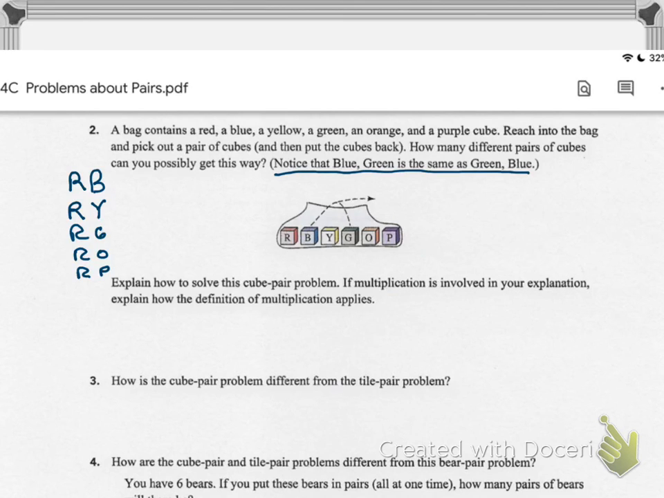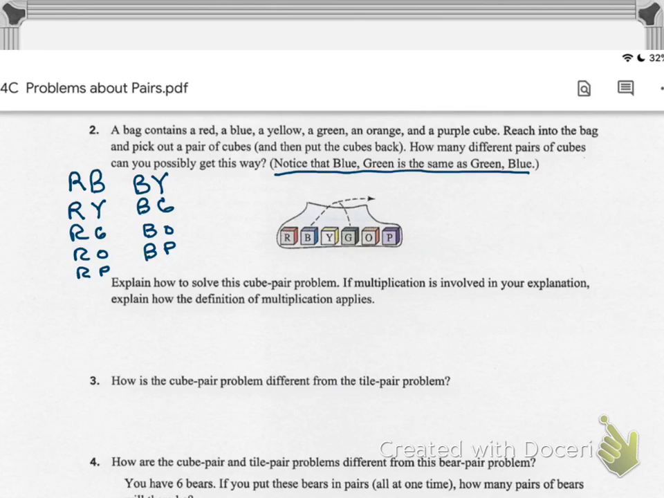Then what if I pick a blue first? If I pick a blue first, what can the next one be? Well, it could be a red, but I've already counted that because I have a red-blue for my first selection over there. So how about blue-yellow? Yep, that works. How about blue-green? Yep, I haven't picked that yet. How about blue-orange? That's good. And blue-purple is good.